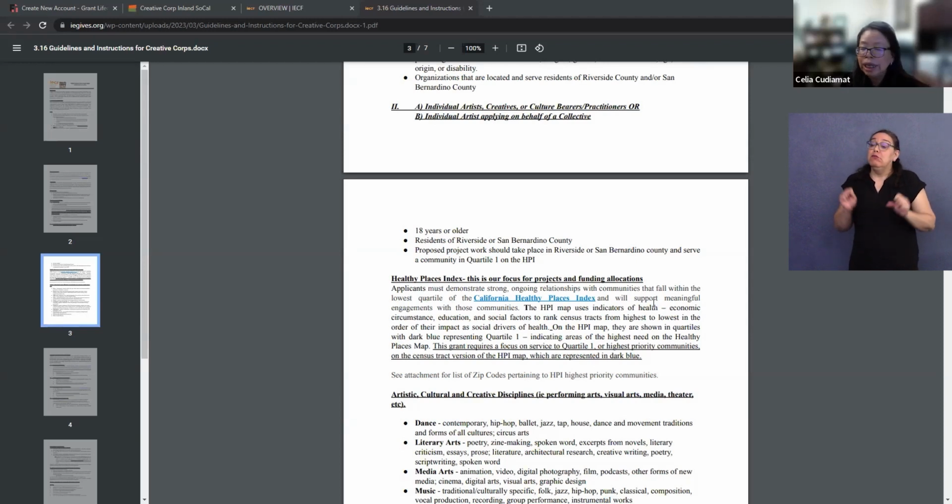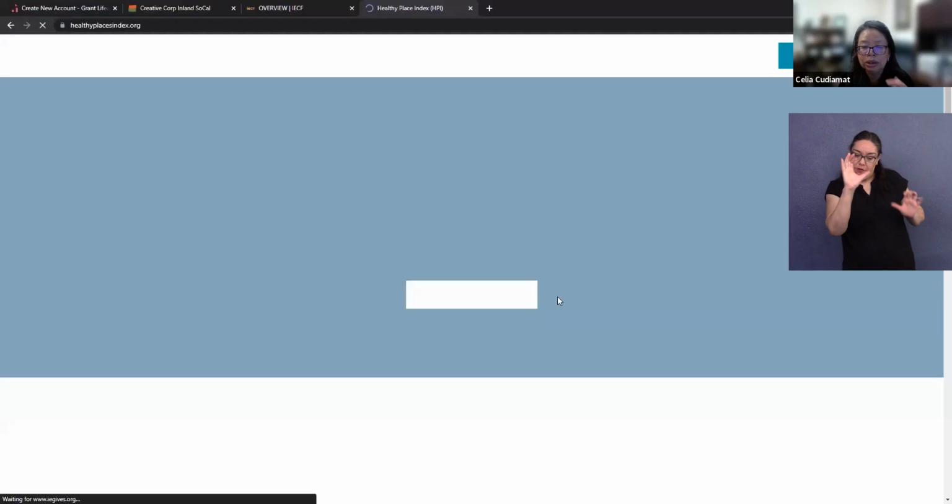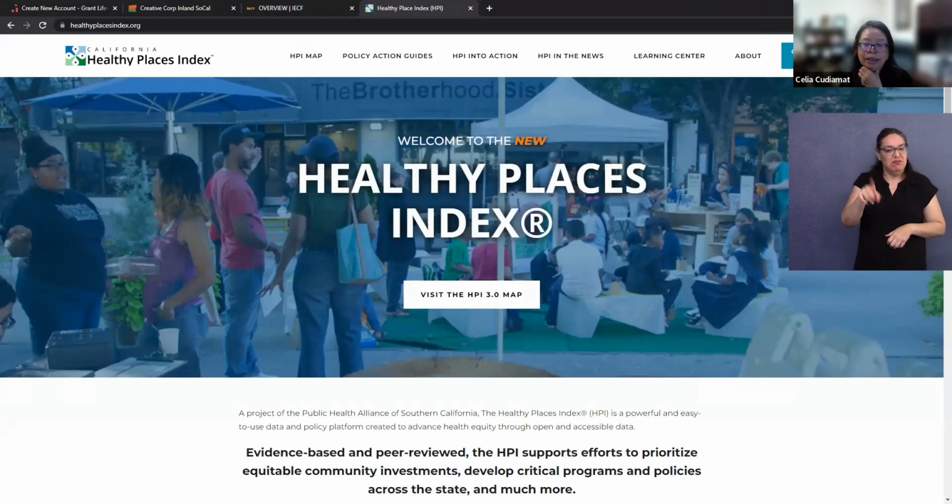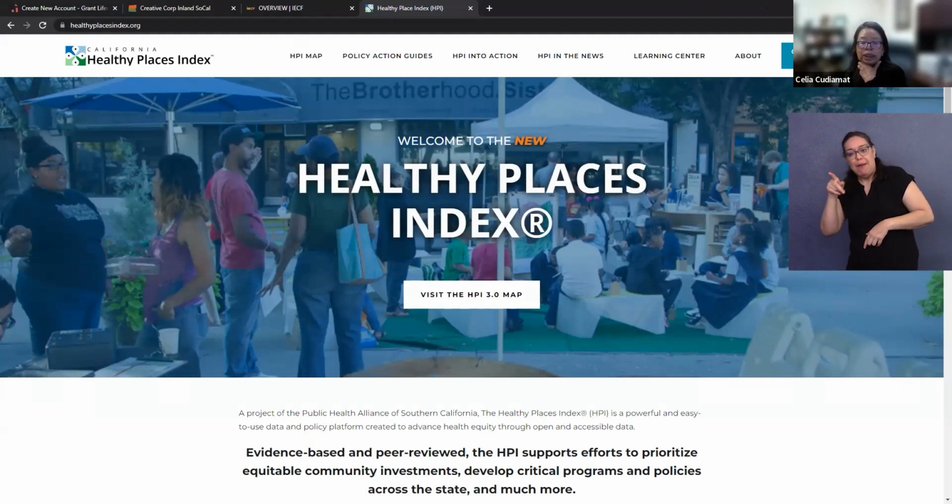Can you pull that up, Yasmin, so I can kind of show it to the group? So this is the Healthy Places Index, where you could see the map and the census tracts. So if you would rather see a map, you go through this, there's a tutorial, and you'll be able to see where the communities are that I think have the darkest color, and those are considered the first quartile.